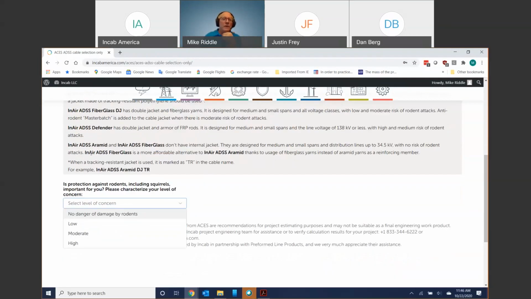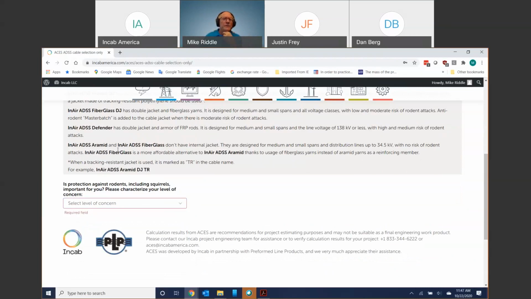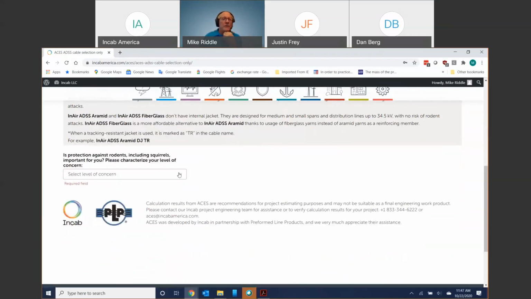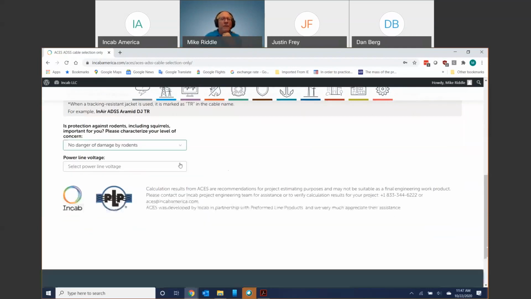So this is an important question. That's why we started with it. And then there's also the voltage you'll see later. Tracking resistant can come into play as well. And so there's important information in the hint that's here. So we're going to be kind of more typical today. We're just going to stick with no danger of damage by rodents.